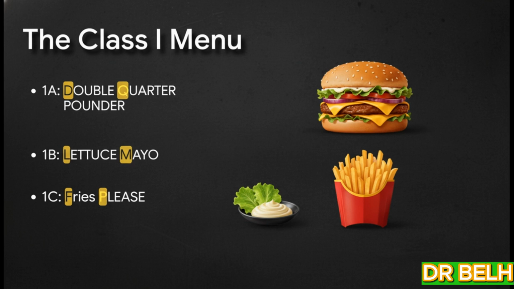That's your disopyramide, quinidine, and procainamide. For class 1B, we'll get it with lettuce and mayo. That's lidocaine and mexiletine. And to finish it off, for class 1C, a side of fries, please. Flecainide and propafenone. Say it with me. Double quarter pounder, lettuce mayo, fries, please. You have got to burn that phrase into your brain.